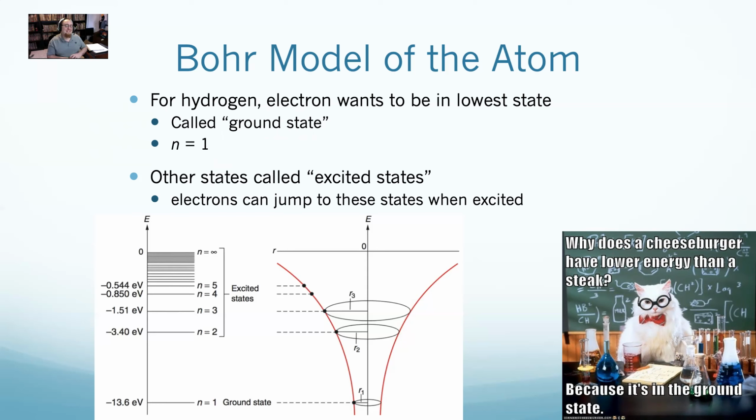And if you excite an electron, it jumps to a higher state. You can excite an electron a whole bunch of ways, but basically if you add energy to an electron, it gets more energy and it'll jump to a higher energy level, which has more energy. Any questions here? As I said, this is all still weird.